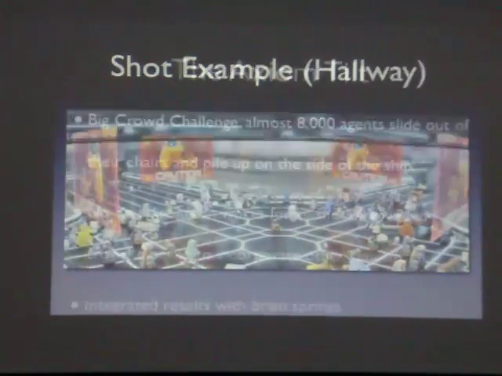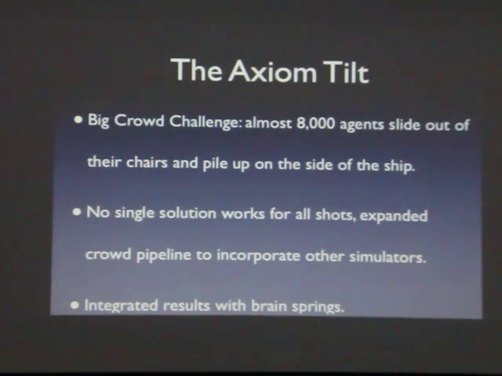There's another class of shots that we had in the film, these Axiom tilt shots, where we had that big spaceship that tilts over, and you have 8,000 agents slide out of their chair. And this is very tricky because you have so many agents, and there's a lot of very visible behavior. So while we did use the same brain springs, we needed real physics for this. And here's an example of what we did.